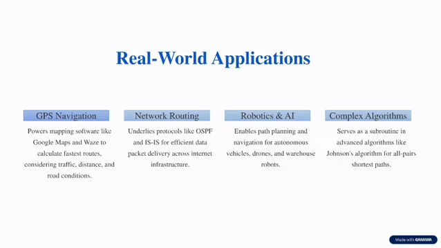Second is network routing. Its purpose is to optimize the flow of data packets across computer networks. Third is robotics and AI. Its purpose is to guide autonomous systems in movement and navigation. So how is it used? Robots and self-driving vehicles use Dijkstra's algorithm to plan optimal paths, avoiding obstacles and minimizing travel time or energy consumption within the environment. Fourth is complex algorithms. Its purpose is to act as a building block for more advanced algorithms.